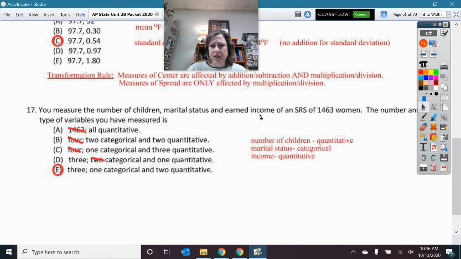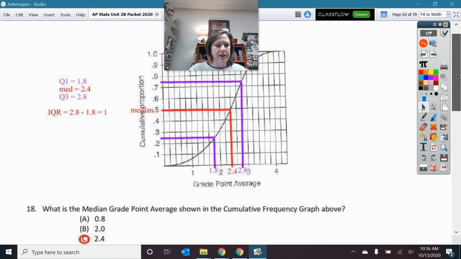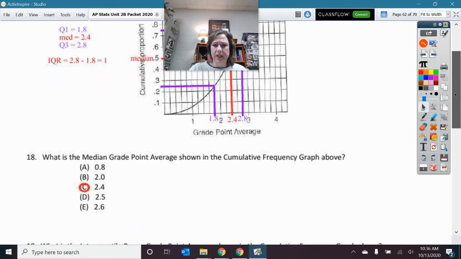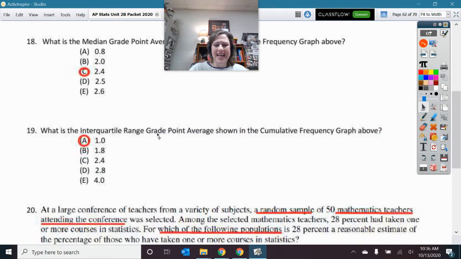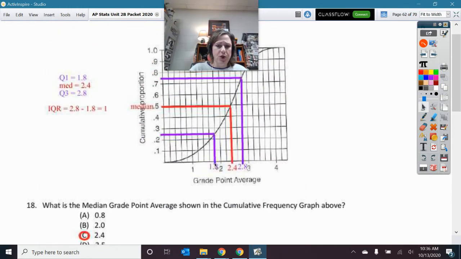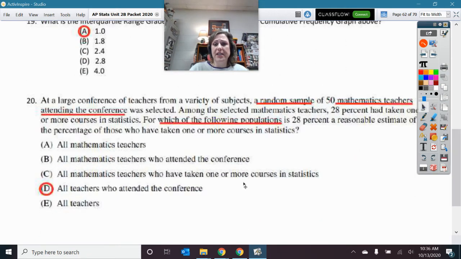Okie dokie, here we have all of this. This was just stating the variables properly. Next. Okay, here's another ogive. So what was the median? It was at about 2.4-ish. Okay, what is the IQR? I had to find what that Q3 was and that Q1, and then I subtracted. Okay, next, here is who can you generalize to? We took a random sample of 50 teachers from the mathematics teachers attending the conference.